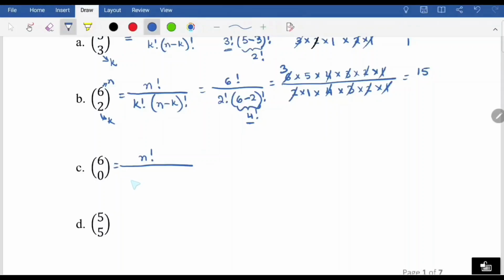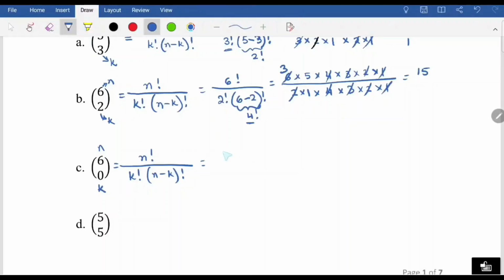So k factorial times n minus k factorial. Again, n is 6, k is 0. So n factorial is 6 times 5 times 4 times 3 times 2 times 1. And then 0 factorial. Oh, we forgot to. Okay, let's redo this. Sorry about that.